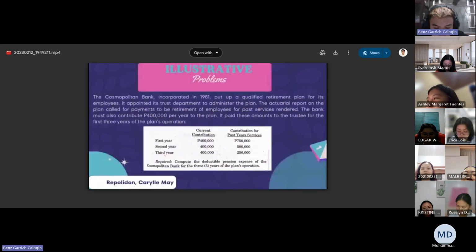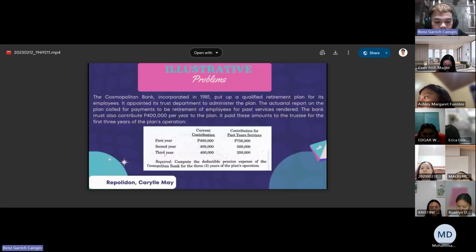In the second problem, the Cosmopolitan Bank, incorporated in 1981, put up a qualified retirement plan for its employees. It appointed its trust department to administer the plan. The actuarial report on the plan called for payments to be made to retire employees for past services rendered. The bank must also contribute 400,000 pesos per year to the plan. It paid these amounts to the trustee for the first 3 years of the plan's operation. For the previous 3 years' services, the bank contributed 750,000 pesos in the first year, 500,000 in the second year, and 250,000 pesos in the third year, while the bank's current contribution for 3 years is 400,000 pesos each year.